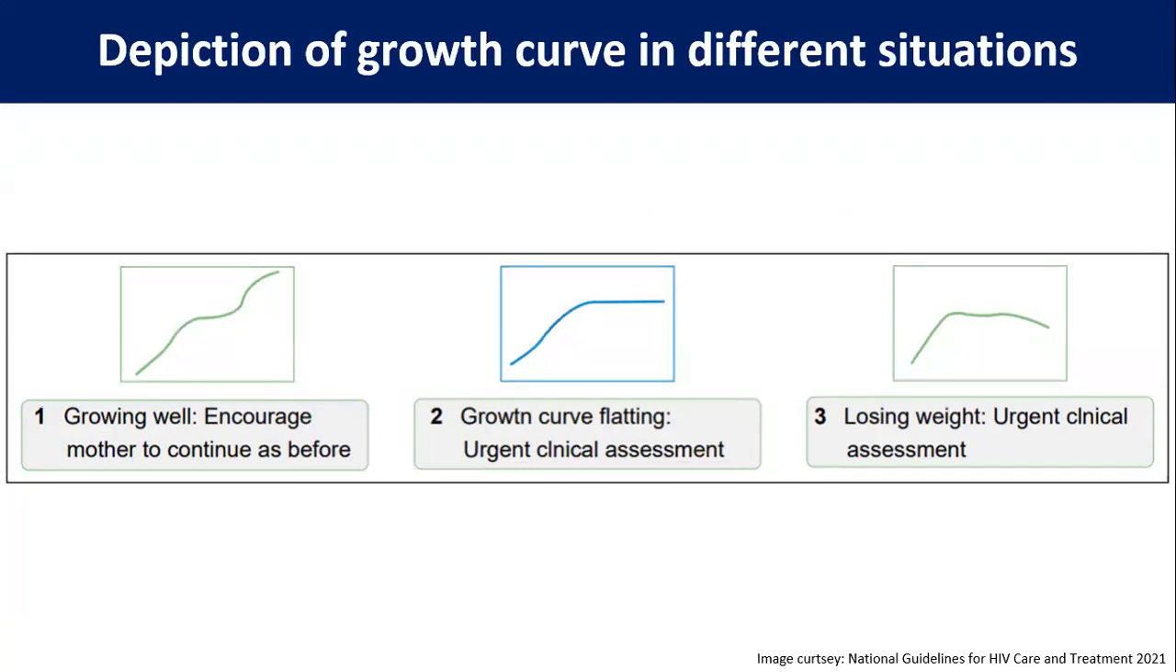If it is near 0, that means it is still normal, but it is flattened. That means after some time, if we do not take proper care, the patient might start losing weight. And the third figure on the right side is basically weight loss, that is, the curve is going down. And immediately we need to assess the patient and intervene to prevent malnutrition.